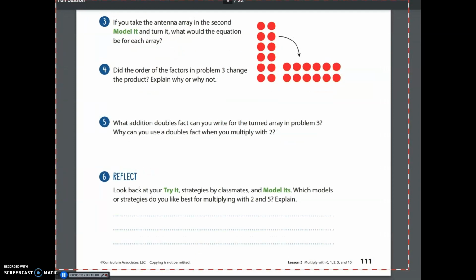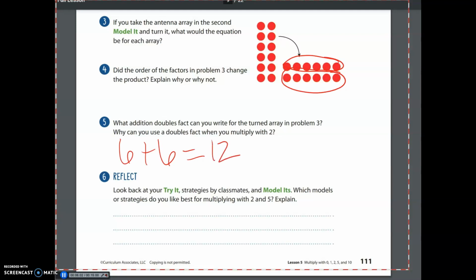what addition doubles facts can you write for the turned array in problem 3? Why can you use a double fact when you multiply by 2? Well, because we have 2 groups here, we can add 6 two times, which is a doubles fact.